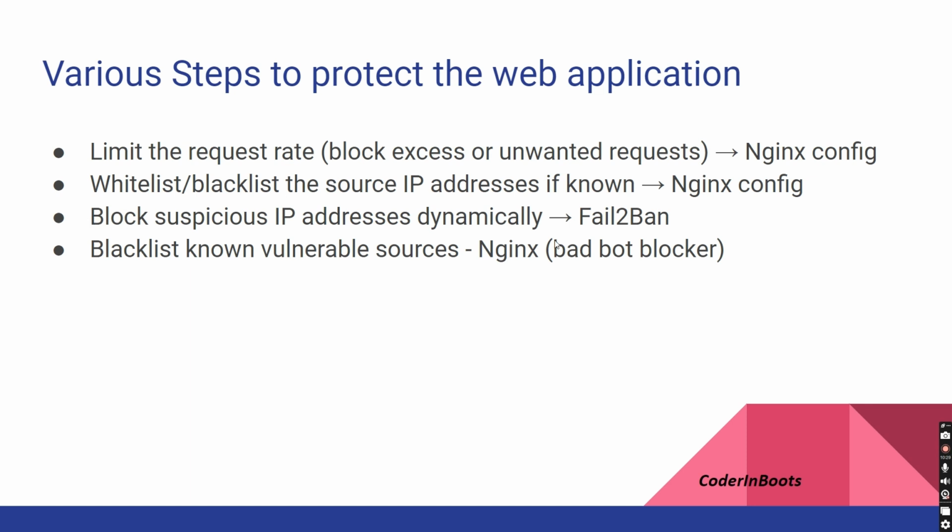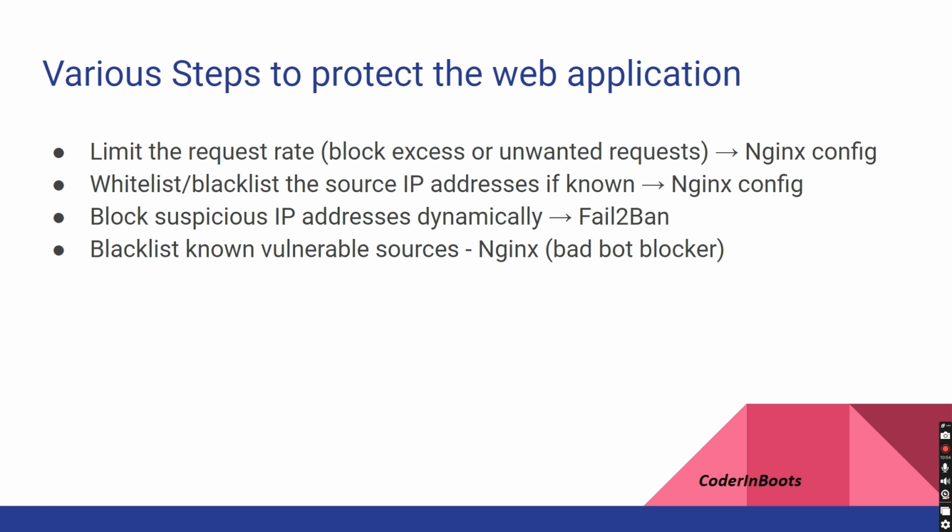Then the third item is blocking suspicious IP addresses. This is something that happens dynamically, because attackers change their sources dynamically. They may get into some other system and use that as the source of attack. Daily they are identifying new sources, and they may run behind VPNs or use proxies, so many things they may use. So the IP addresses keep changing.